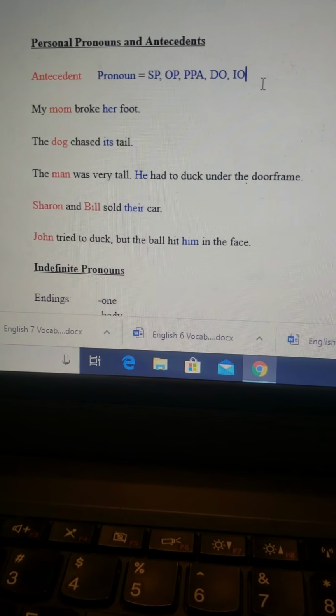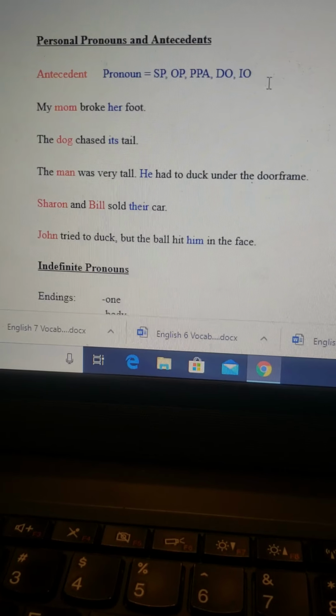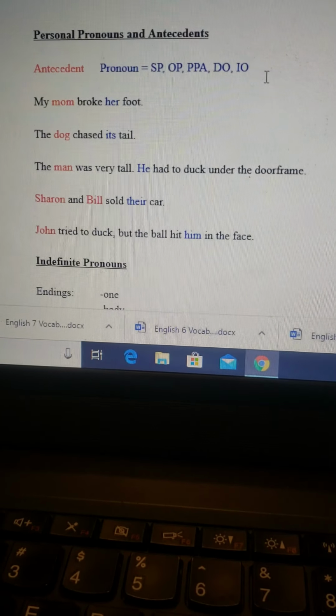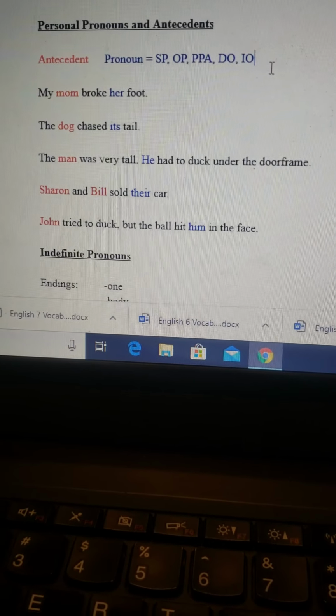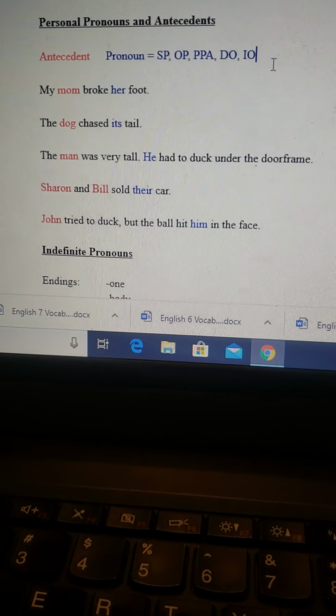So my mom broke her foot. So her is a PPA. It shows ownership of foot, so it's a possessive pronoun adjective. So then we have to figure out who her refers back to. It's obviously mom. That's the only female person in that sentence it could be talking about.